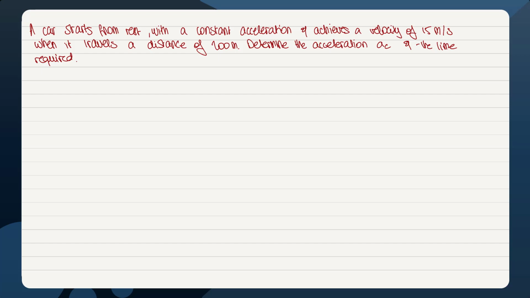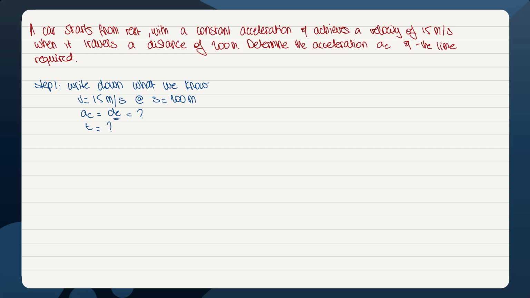The next step is to write down the different variables, or what we know. So we know that the velocity is 15 meters per second at s equals 200 meters. We know that the acceleration is constant, but we do not know its value, and we do not know the time at which the velocity is equal to 15 meters per second.